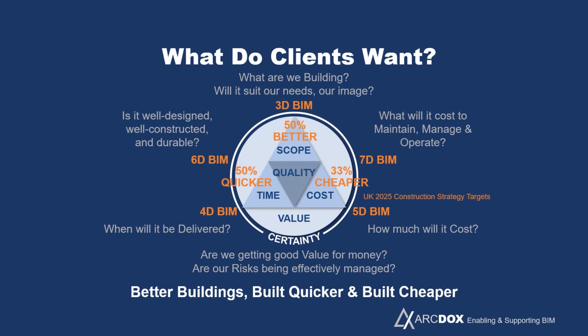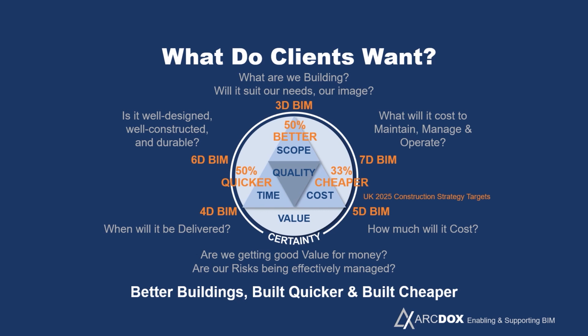It's interesting when you look at the UK government's construction strategy targets for 2025, this is what they're aiming for. They want to build buildings 50% quicker, 33% cheaper, and 50% better. And by 50% better, they mean 50% less carbon. I mentioned earlier that the built environment is responsible for something like 40% of the carbon emissions. We've got a huge climate problem on our hands, and the construction industry is one of the main contributors to that. So obviously in the UK government's mind, we can get all three things.